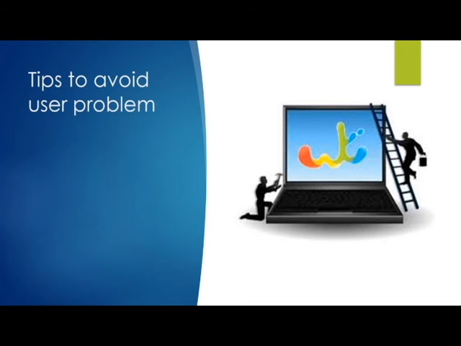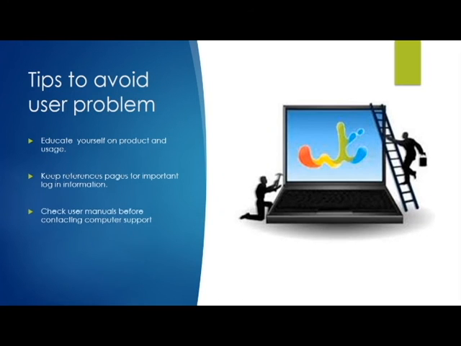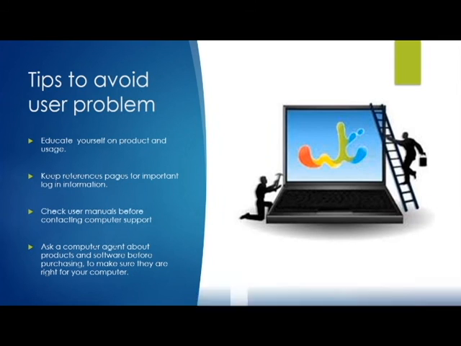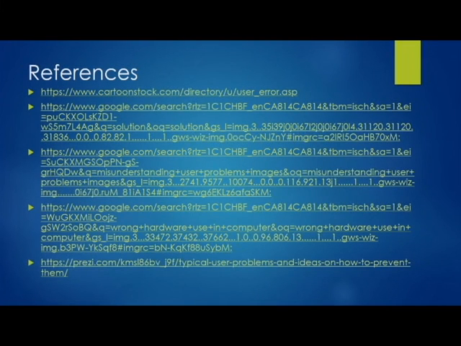Now here are some tips to avoid these user problems. Number one, educate yourself on the product and use it. Keep reference pages for important login information. Check user manuals before contacting computer support. Ask a computer agent about products and software before purchasing, to make sure they are right for your computer. By following these tips, you might be able to avoid the user problems that most users have while using a computer. Here are some references that I used for my slideshow, for my video.